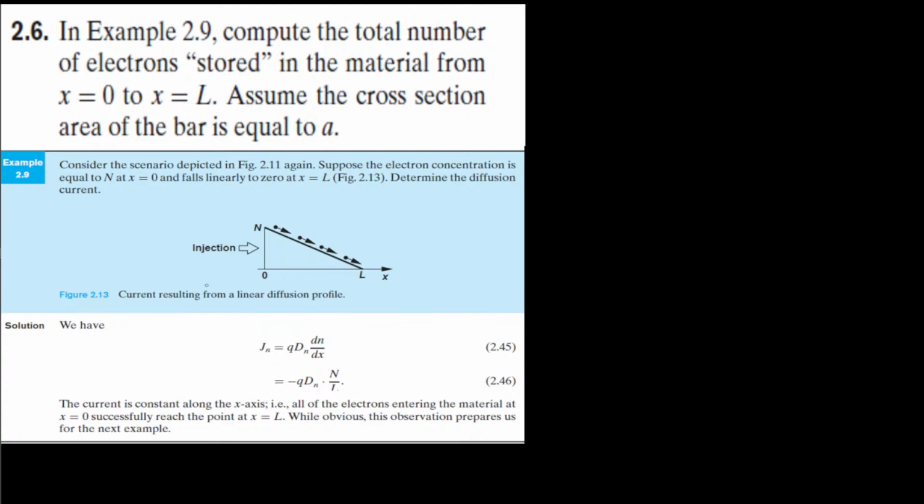electrons stored in this material, the total number of electrons stored in the material from x equal to 0 to x equal to L. Now let's see how to find that. Now let's redraw this diagram. Here we have a triangle.